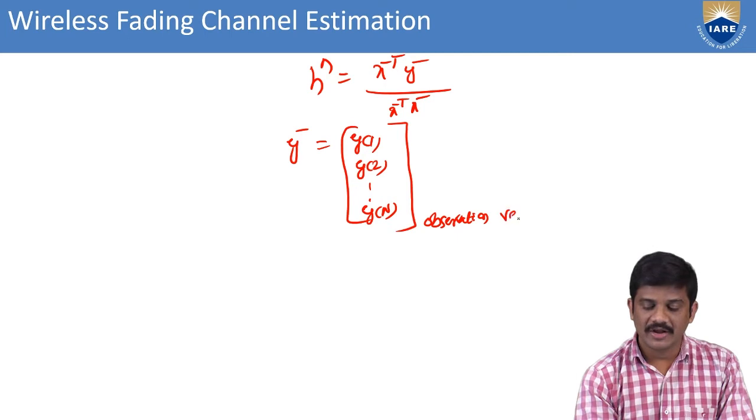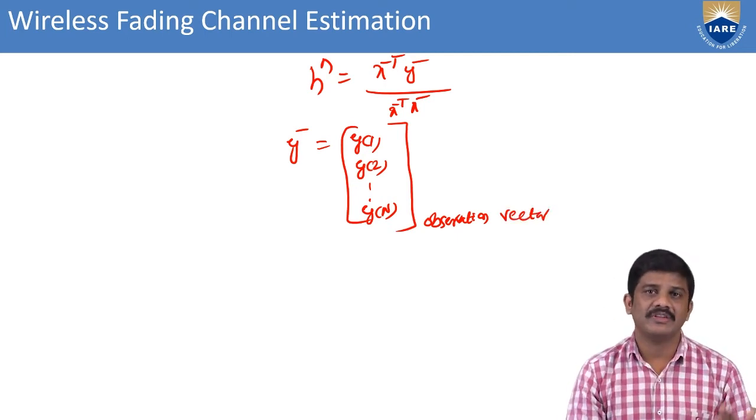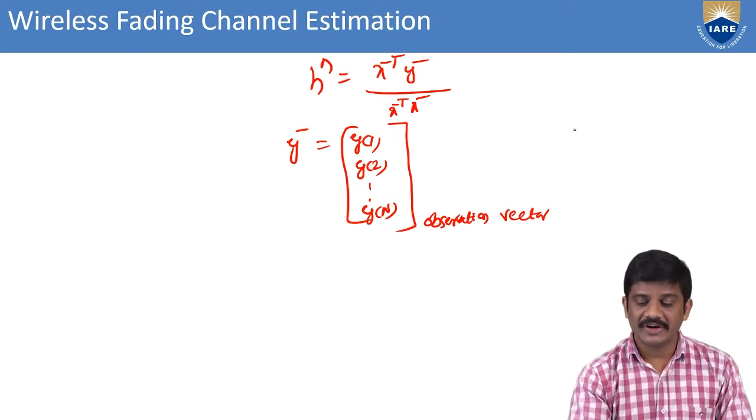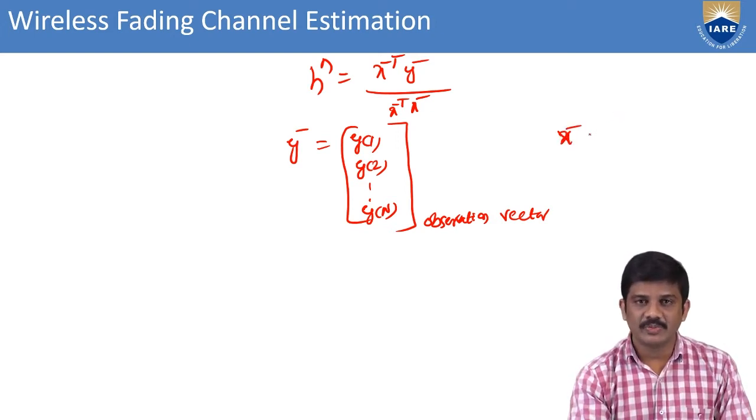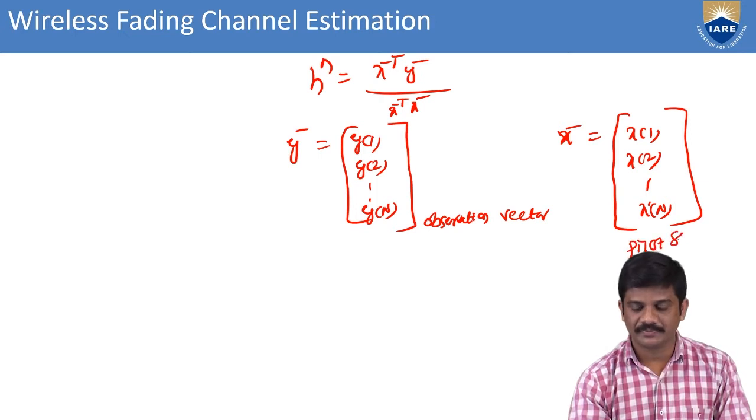Observation vector. And also coming to pilot symbols. What's the pilot symbol? That is a transmitted pilot symbol, and we can represent the symbols with the x bar. Then what do we have to write here? x of 1, x of 2, and so on up to x of n. This comes under the pilot symbol vectors.